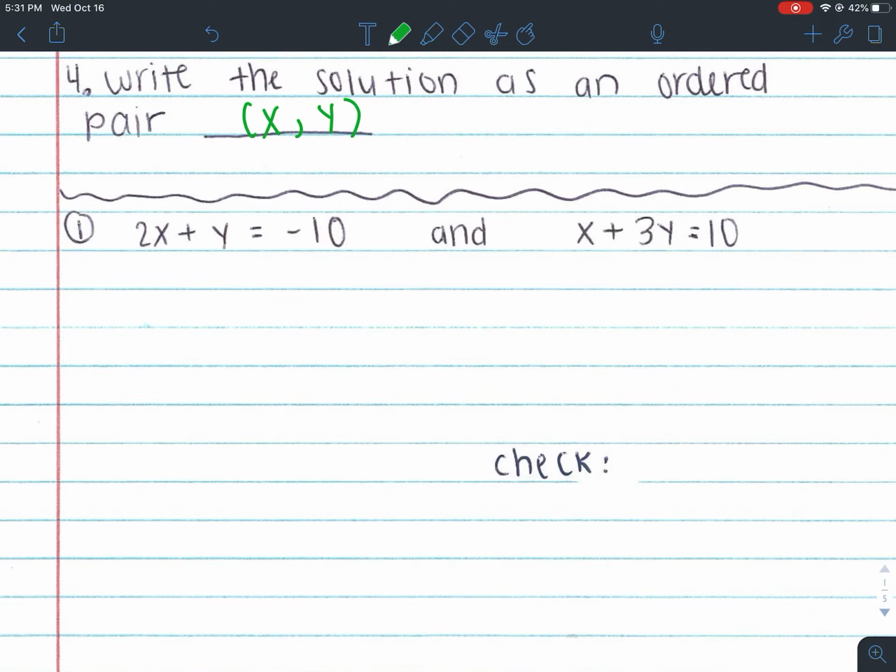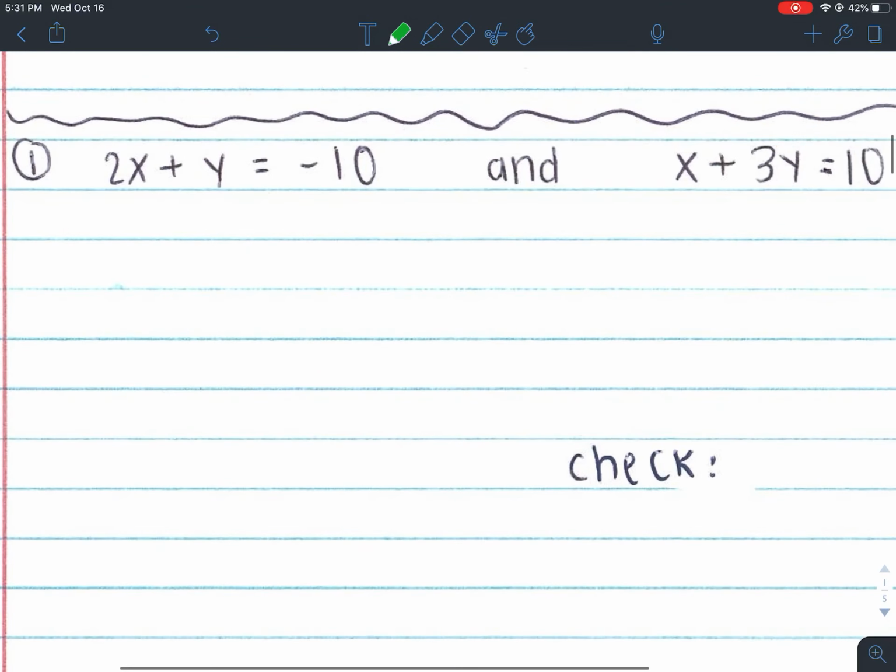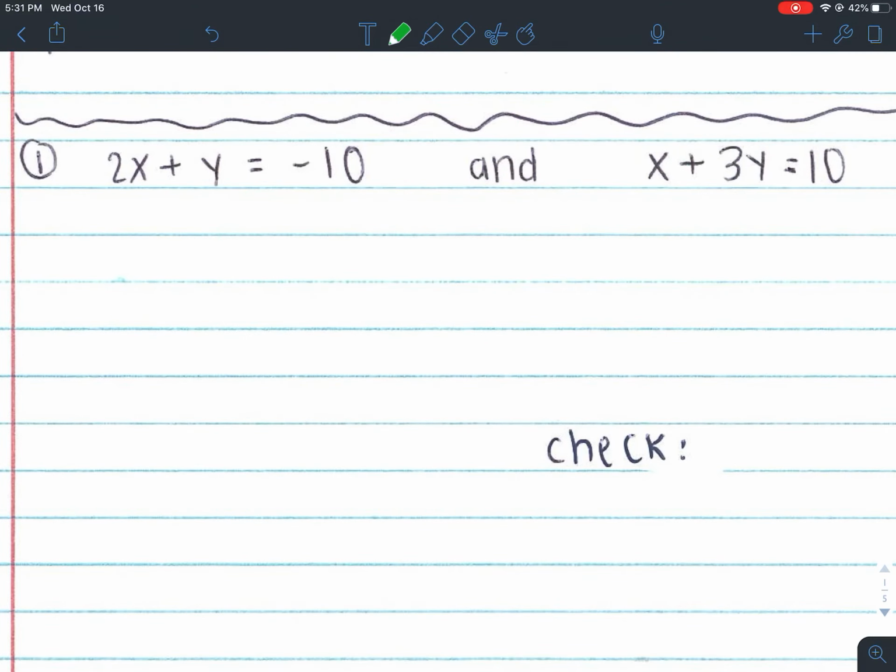It's not necessary, but it's one of those tools that I want to show you so you can always make sure to see if you're correct or not. Okay, so I have two equations, right? I have a system of equations.